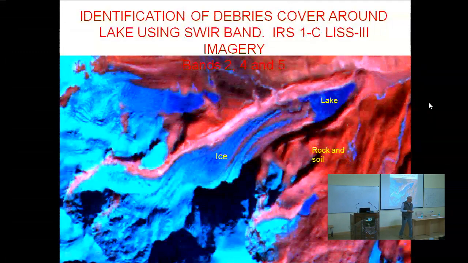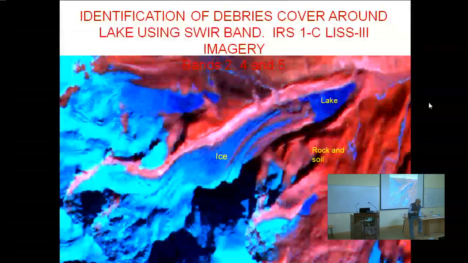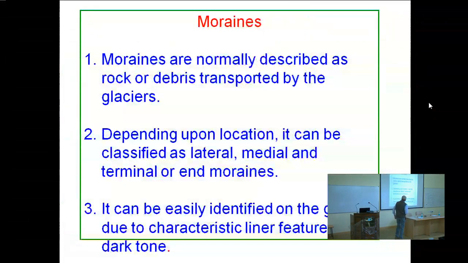I always say that many times people want to interpret glaciers by using automatic techniques. But there are some limitations of automatic techniques. Unless you incorporate geomorphology into this, it will be very difficult for you to know where the boundary of glaciers is. And that is important.